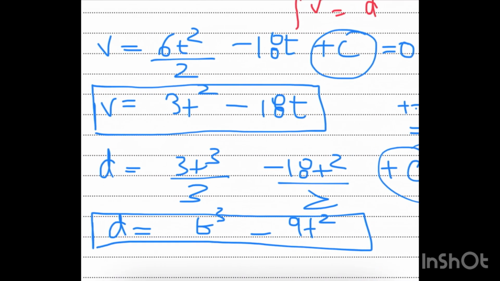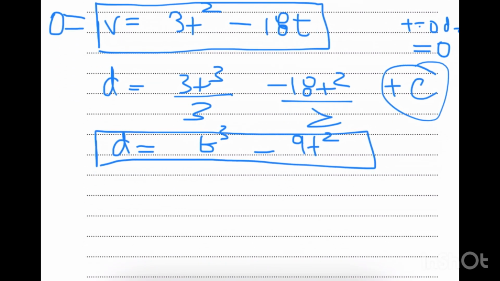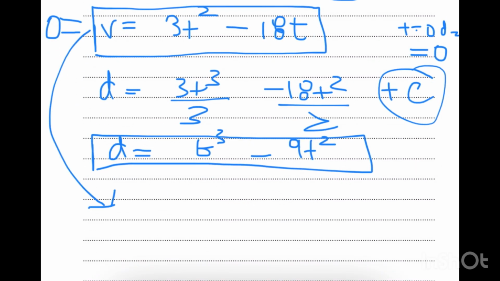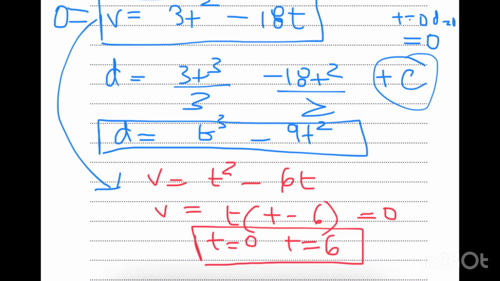So what we do is equate the velocity equation, this over here, equal to 0. If we simplify this velocity formula, we can get t squared minus 6t since we divide by 3, and simplifying it further, we can write t times (t minus 6). Equating velocity equal to 0, we can find that t is equal to 0 and t is equal to 6. So these are the two times when the velocity is equal to 0.